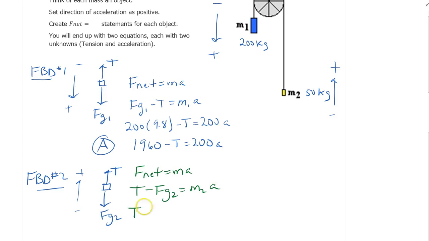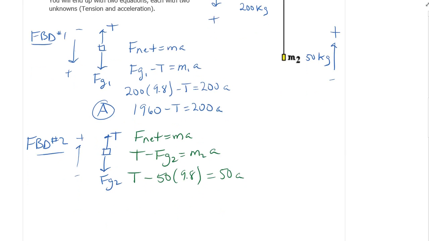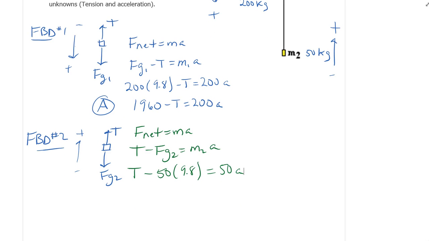I can type in everything that I know. Oops, it's supposed to be a minus. Minus 50 times 9.8 is equal to 50a. 50 times 9.8 is equal to 490. And I'll stop there because that's as far as I can get.